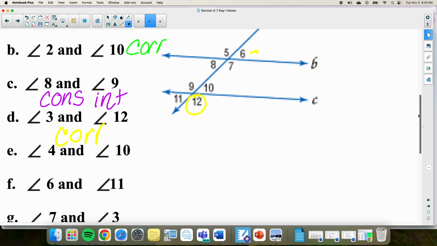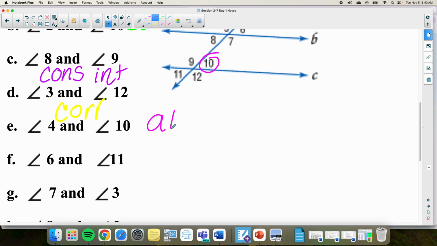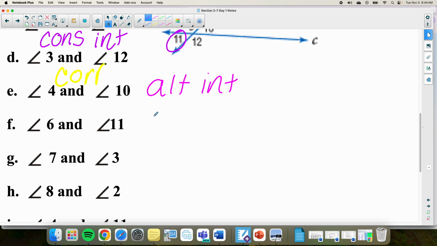Then if we go down, we have 4 and 10. So here's 4, here's 10, cover that up. Alternate interior, okay? 4 and 10, alternate interior. Then we have 6 and 11. So here's 6, here's 11. Ignore this whole top. Alternate exterior. Very good.